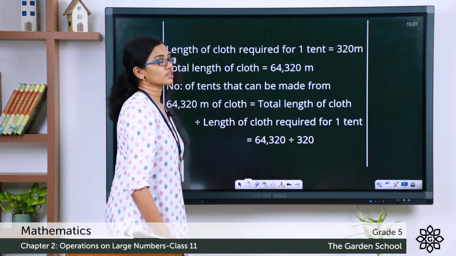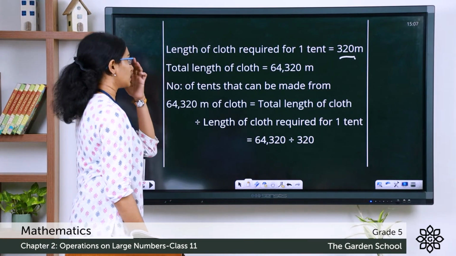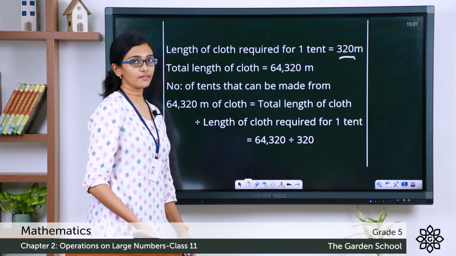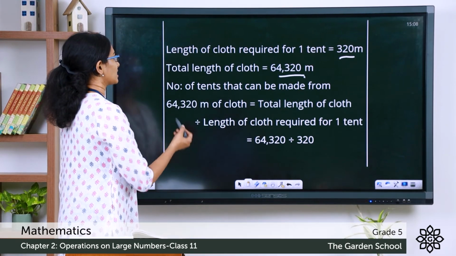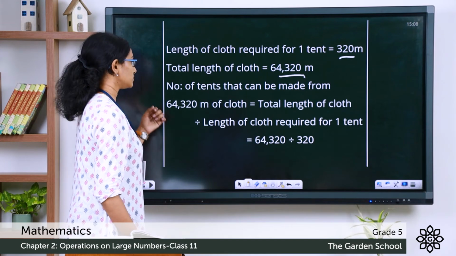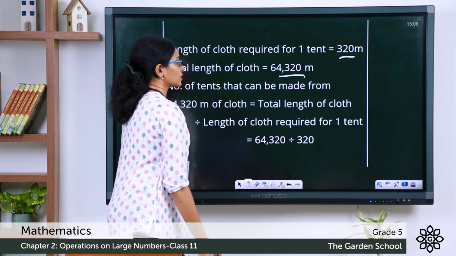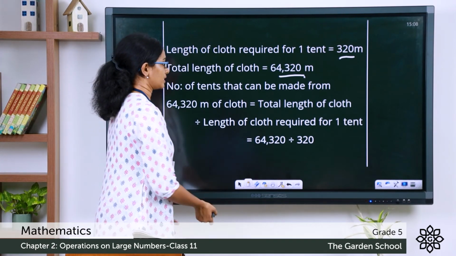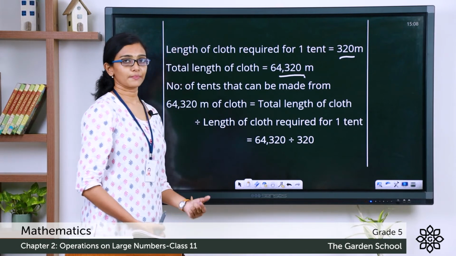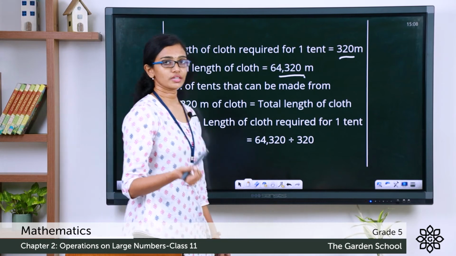Now, let's look at the steps once again. The length of the cloth required for one tent is equal to 320 meters. Now, the total length of cloth you have equals 64,320 meters. The number of tents that can be made from this much cloth is equal to the total length of the cloth divided by the length of the cloth required to make one tent. So, we have substituted the numbers here. Let's do the division now. We can do the calculation in the working column.